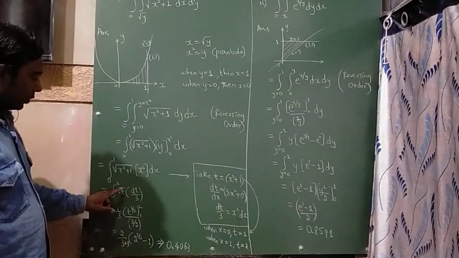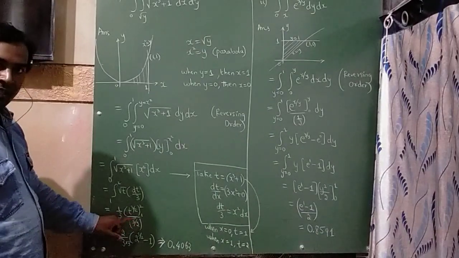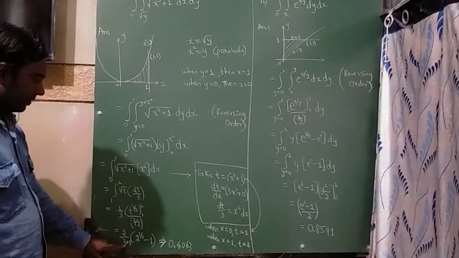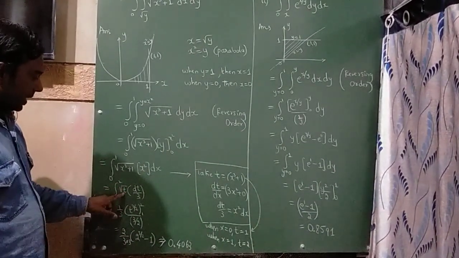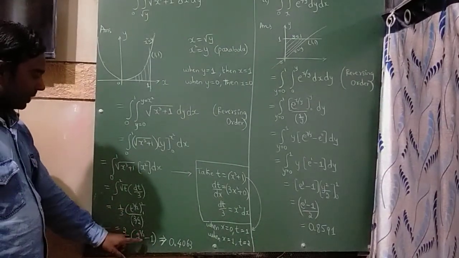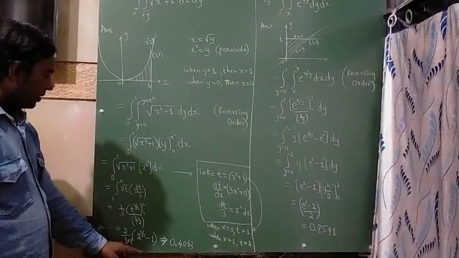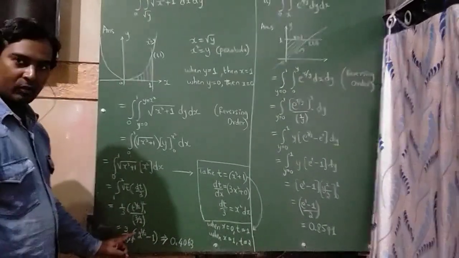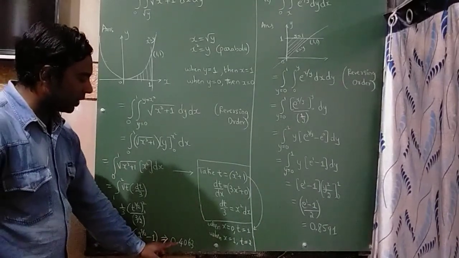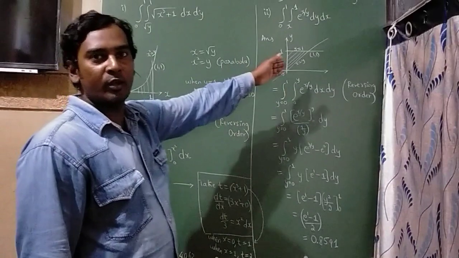Integration of root t is nothing but t raised to 3 by 2 divided by 3 by 2. This 2 goes up, 3 3s will become 9. In place of t, I am going to substitute the upper limit 2, so 2 raised to 3 by 2, minus the lower limit 1, and 1 raised to anything is 1. If you calculate this in the calculator, you will get the final answer as 0.4063. I hope you understood this. Let us move on to the second one.